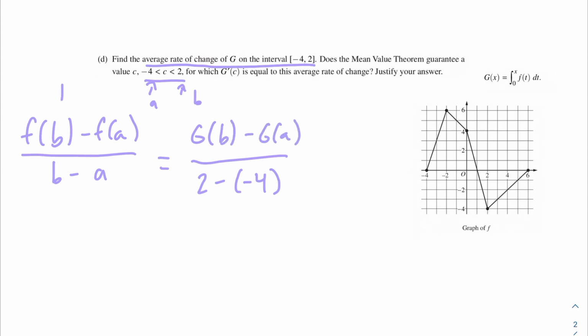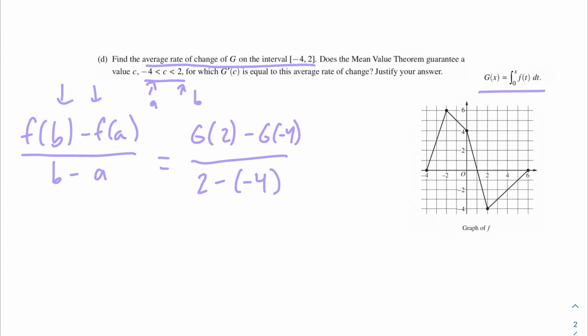Don't be confused that I'm using f here. This is just like the placeholder for showing the equation. So we want to get g of 2 minus g of minus 4. So remember, our g is the area under the curve from 0 to x of f of t.